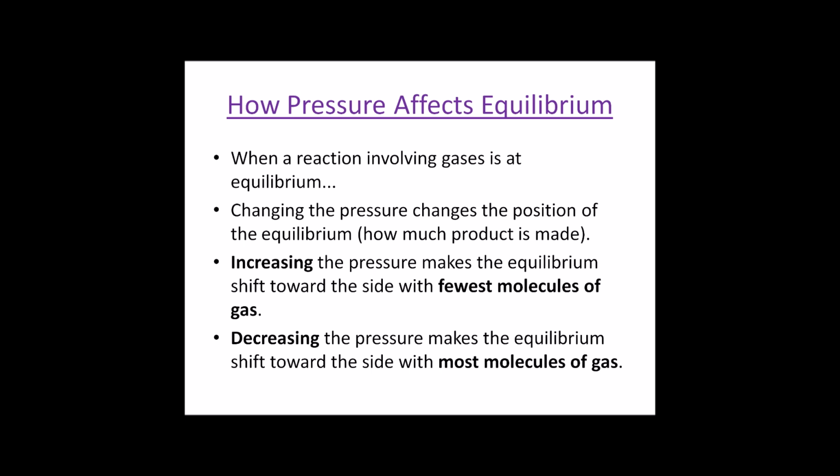Now, to increase pressure, we could add more gases into the reaction mixture, even ones that don't react. We could also make the reaction vessel smaller, by compressing it with a piston, for example, or we could make the reaction vessel bigger to decrease the pressure. Now let's have a look at what this means for a reaction.